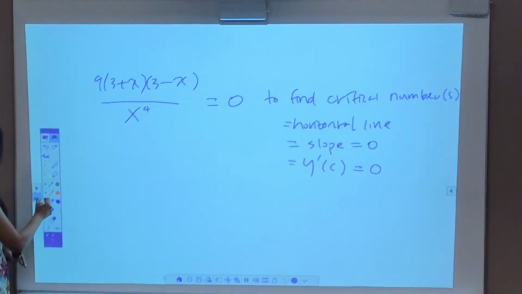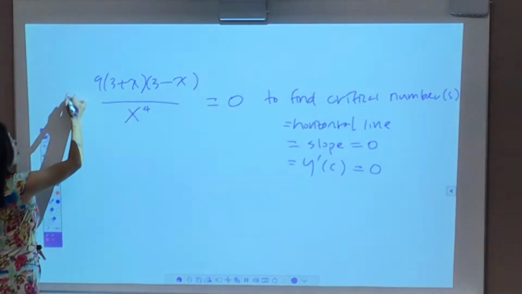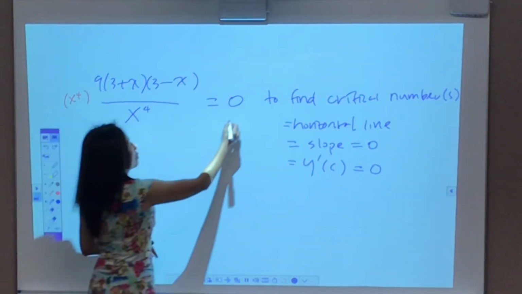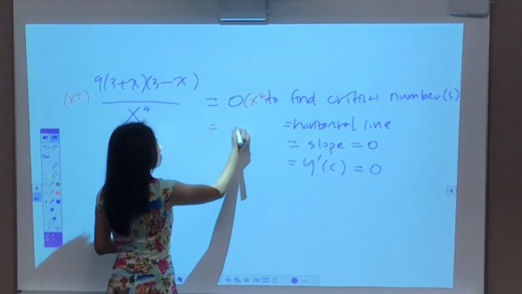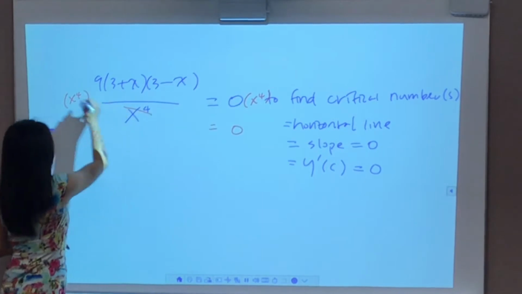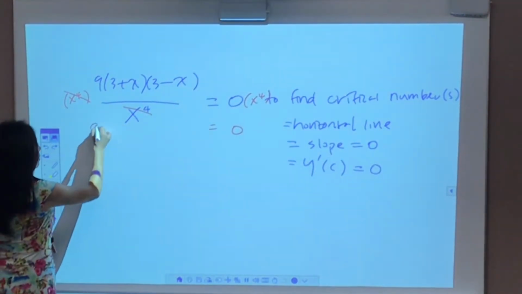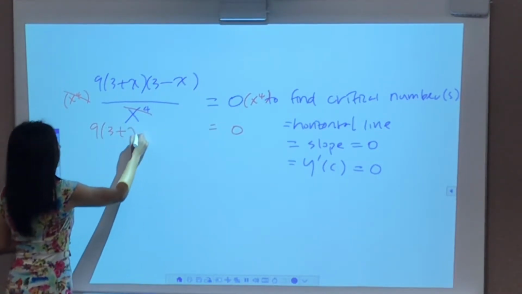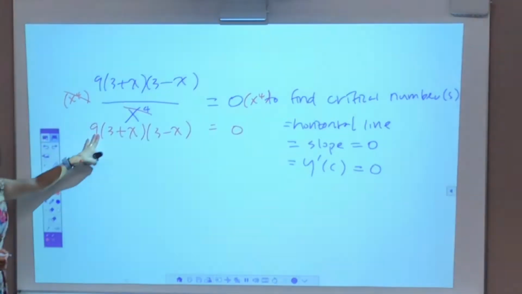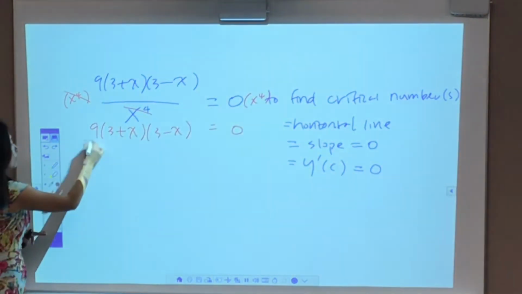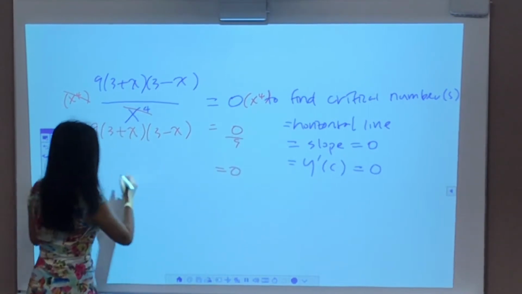So I'm going to say, okay, I know what to do. First thing, I don't want this denominator, so I'll multiply everything by x to the 4. But x to the 4 times 0 is still equal to 0. And then it cancels out. So I have 9, 3 plus x, 3 minus x equal to 0. The 9 does not matter, I told you that, right? You can just simply divide it by 9. It's still equal to 0.